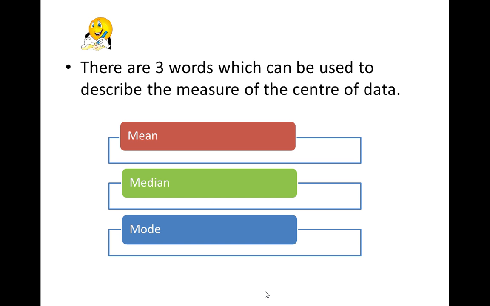There's three words that we're going to be focusing on which describe the measure of the centre of the data, and those three words are mean, median and mode. They all begin with M. So we're going to have to focus on those words fairly closely and work out some ways that we can remember which M word relates to which centre of the data.